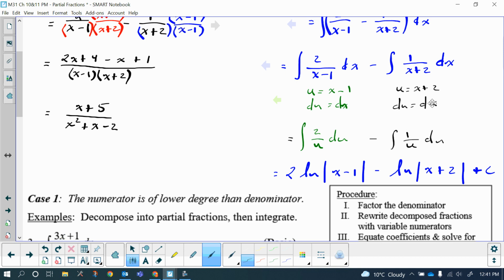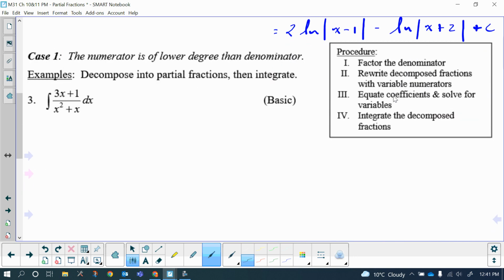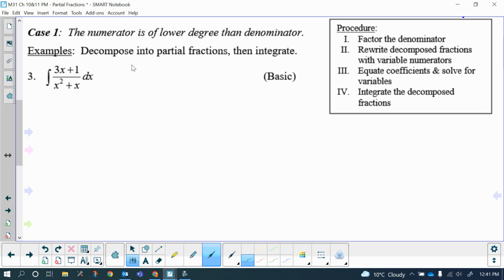So this is what we want to learn how to do today. We want to learn how to take a rational expression like this and separate it into 2 or 3 or more rational expressions that are simpler. That is where this lesson will take us. And we begin by looking at a situation where the numerator is of lower degree than the denominator. So a fairly basic question.